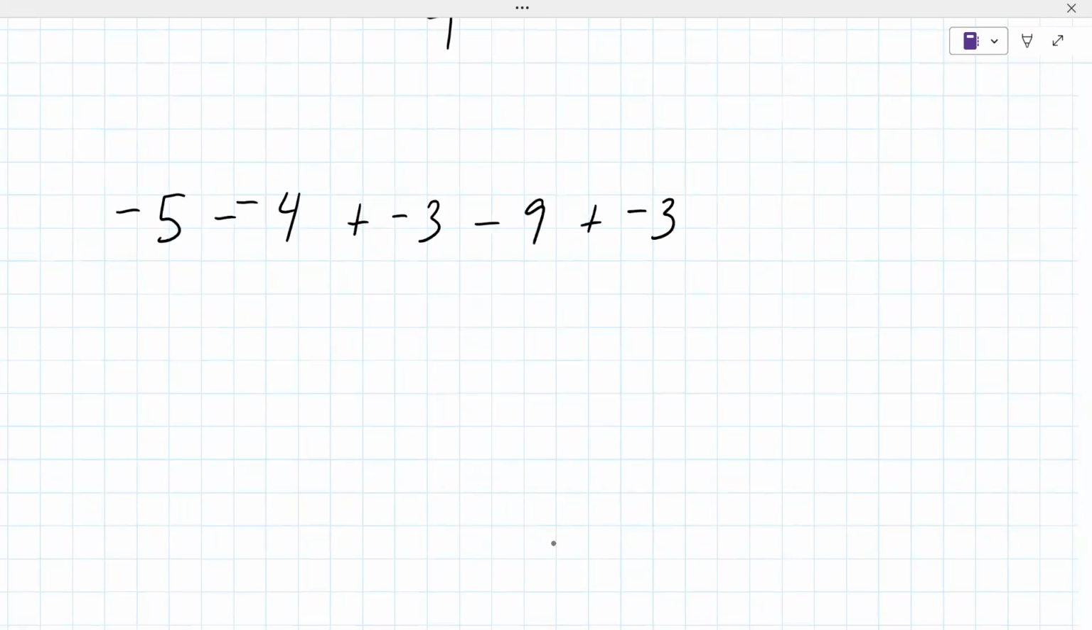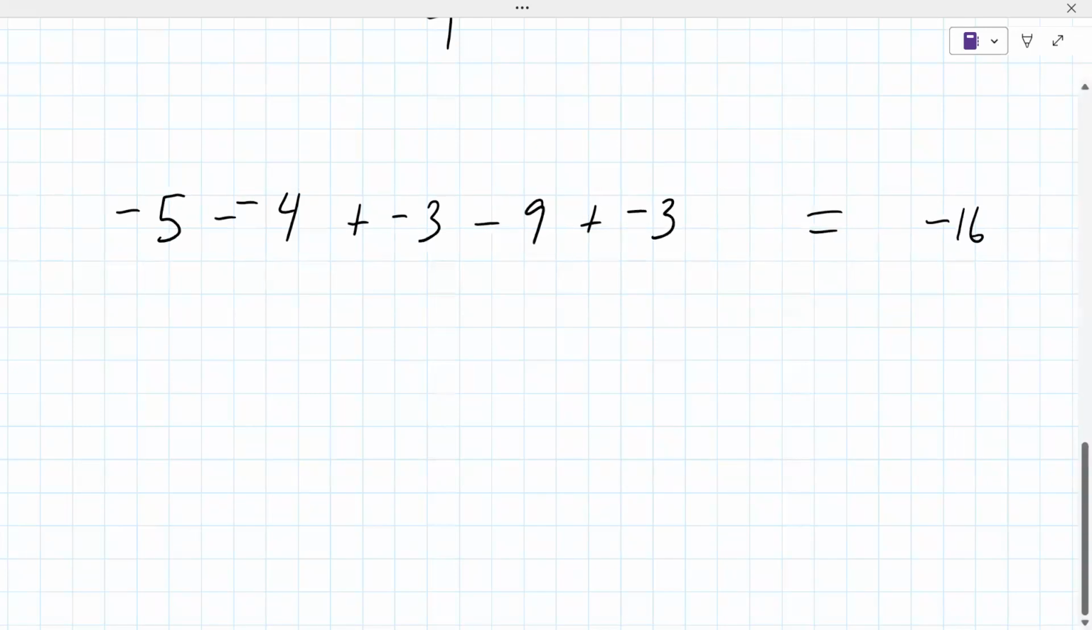All right, so here's one for you to try, please. 5 plus 4 plus -3, subtract 9 plus -3, -1 plus -3, subtract 4, -4 plus -9 plus -3, -13 plus -3, 16. My final answer is -16.